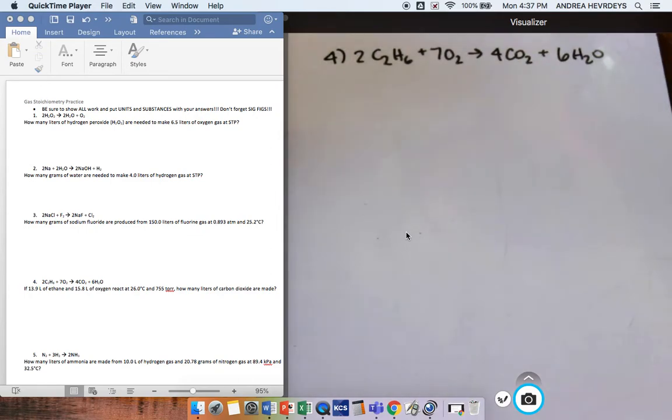Okay, and so this is a worksheet that I've done in the past, and what we're going to have to do is we have 2 sets of volumes. That's a limiting reactant problem, and so what we're going to do is just change these words.